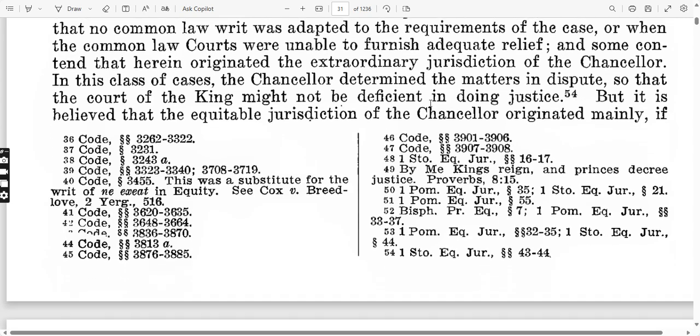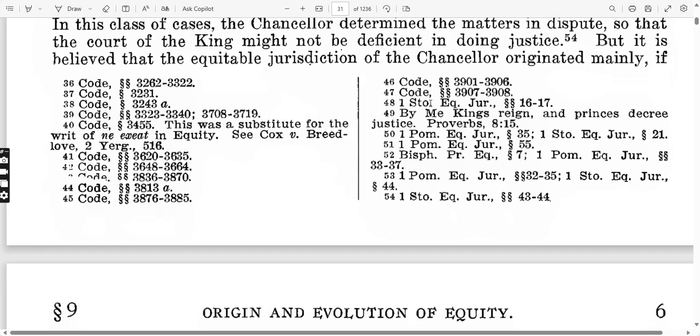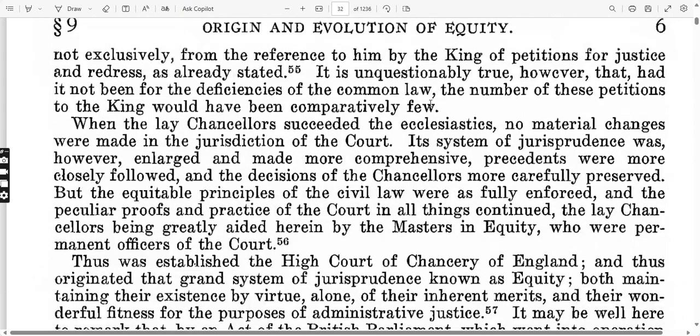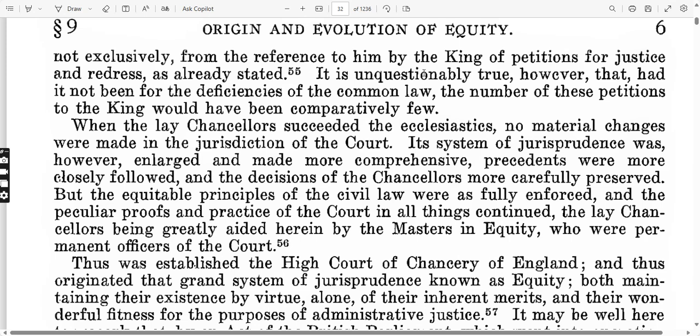But it is believed that the equitable jurisdiction of the Chancellor originated mainly, if not exclusively, from the reference to him by the king of petitions for justice and redress, as already stated. It is unquestionably true, however, that had it not been for the deficiencies of common law, the number of these petitions to the king would have been comparatively few.